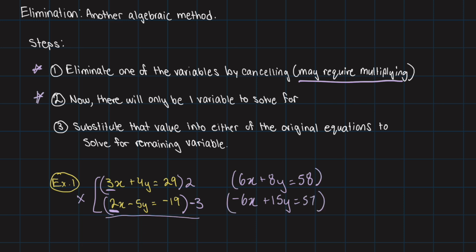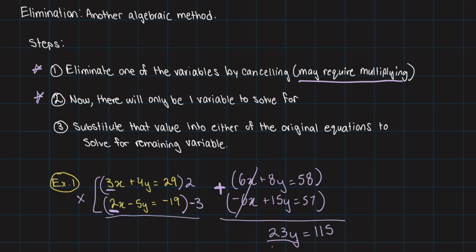Now we are at step 2. There will only be one variable to solve for. And yes, there is, because now these two will cancel out. The x's will cancel out, and now we'll only have y. But we have to add them so that the x's actually cancel out. So 6x plus negative 6x, 0, gone. No more x. 8y plus 15y, 23y. And then 58 plus 57, 115.